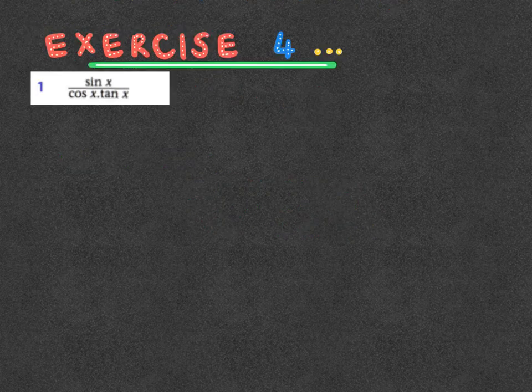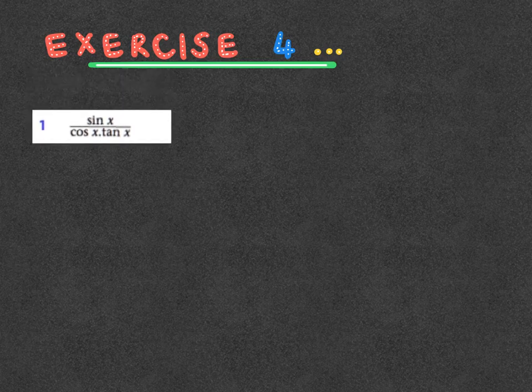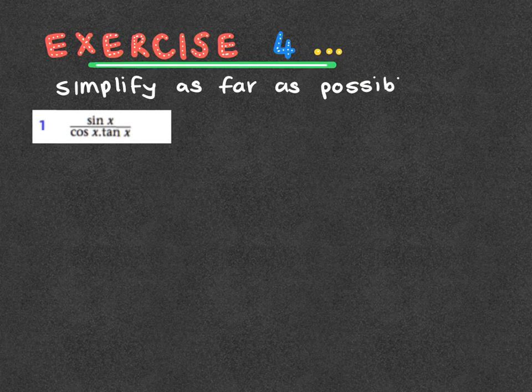So grade 11s, for my worked examples, I've taken questions from exercise 4 in your textbook. Okay, so what we are doing here, if I actually just put down what our instruction is, is to simplify as far as possible. All right, and in order to do that, we're going to need to use these identities that we were talking about earlier, our square identity and our quotient identity. Okay, so example 1 is sine x divided by cos x times tan x.